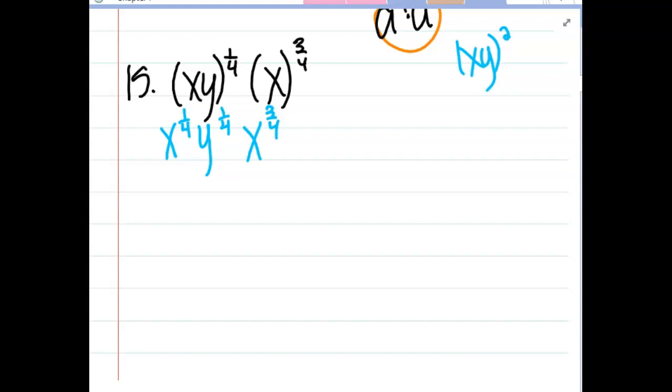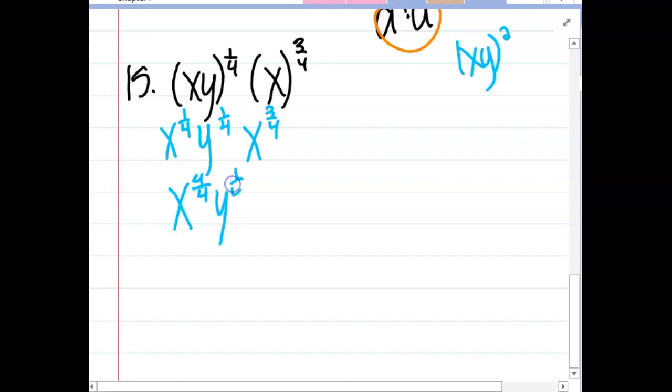Now remember, we can only multiply powers that have this same base. So I can take x to the 1/4 times x to the 3/4. Do the same thing. We're going to add the exponents. 1 plus 3 is 4. Keep the denominator the same, so it's going to be x to the 4/4. And then this is just going to say y to the 1/4. Now what is 4/4? Just 1. So this is going to be a 1.